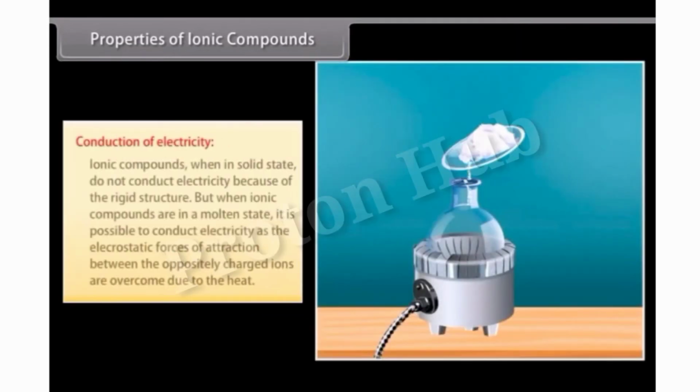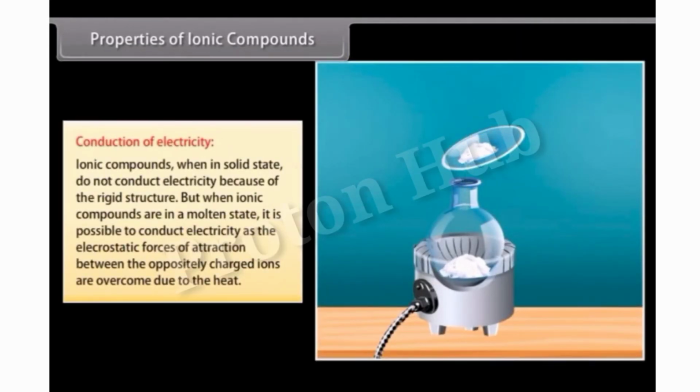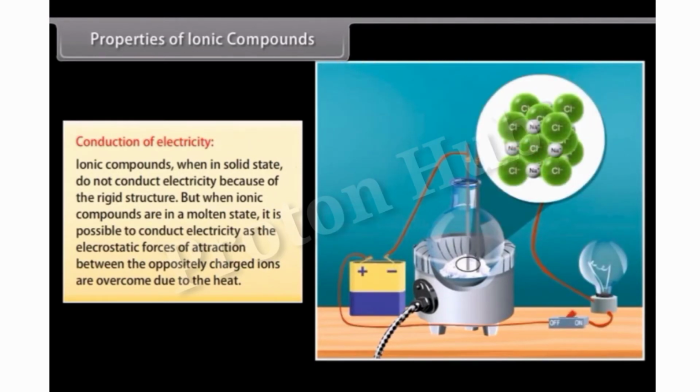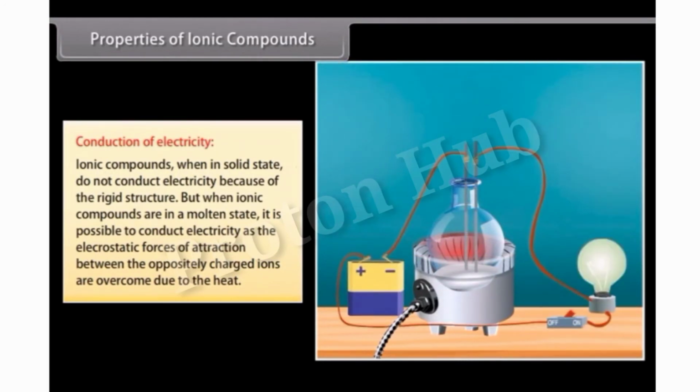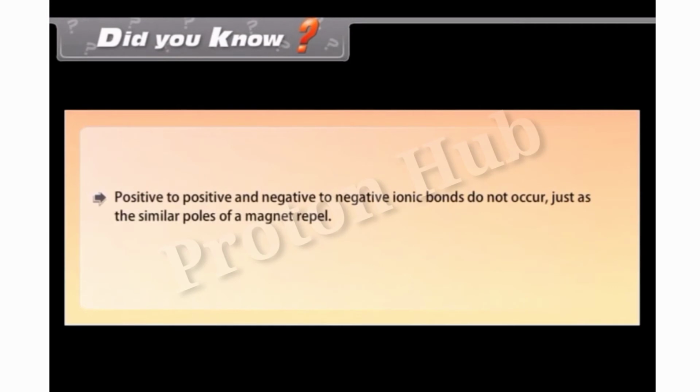Conduction of electricity. Ionic compounds, when in solid state, do not conduct electricity as the movement of ions is not possible because of the rigid structure. But when ionic compounds are in a molten state, it is possible to conduct electricity as the electrostatic forces of attraction between the oppositely charged ions are overcome due to the heat. This leads to ions moving freely and conducting electricity. Did you know? Positive to positive and negative to negative ionic bonds do not occur, just as the similar poles of a magnet repel.